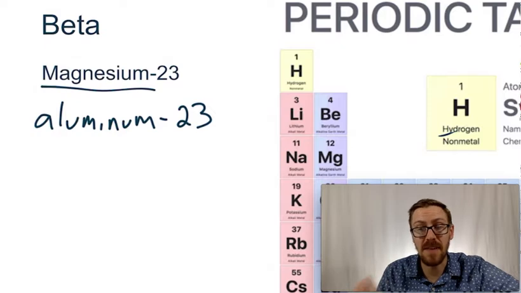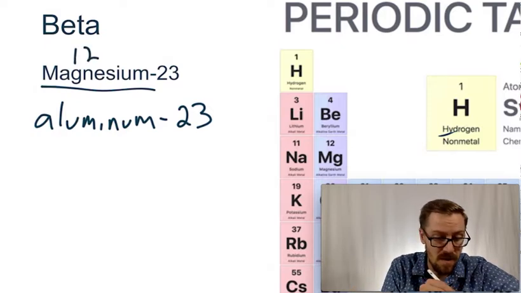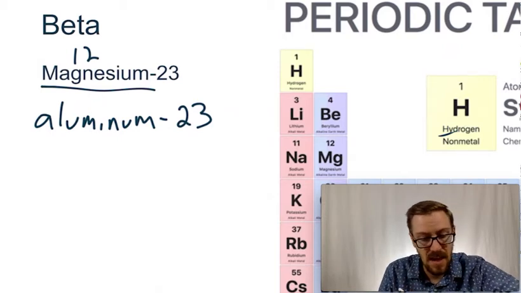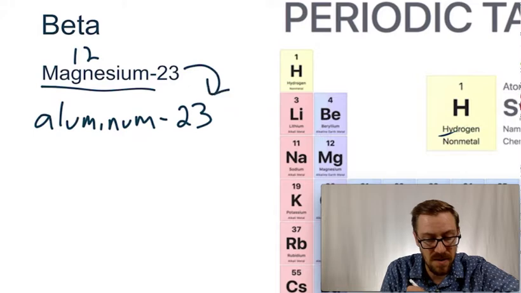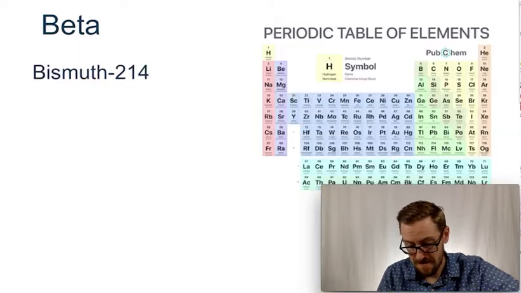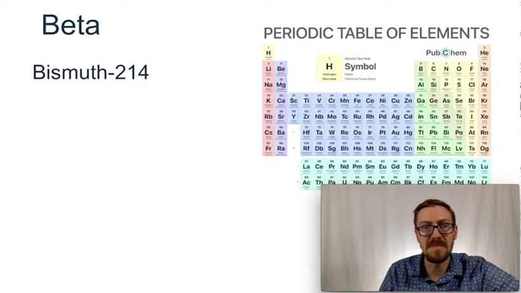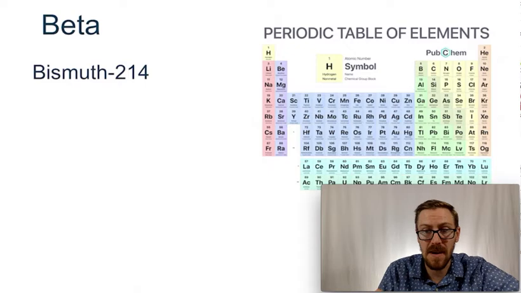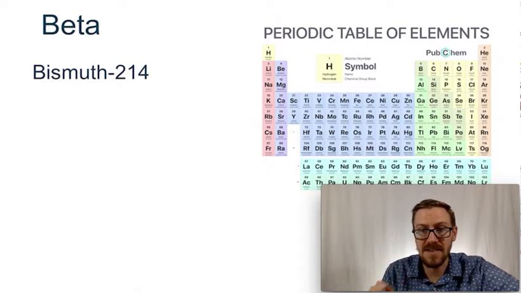Because in beta decay, a neutron becomes a proton. If a neutron became a proton, we go from 12 to 13. That's our element. And our mass stays at 23. Element up 1, mass stays the same. That's beta decay. Try this one. Bismuth 212. Go grab your periodic table, pause the video, and see if you can figure this out. Bismuth 212.